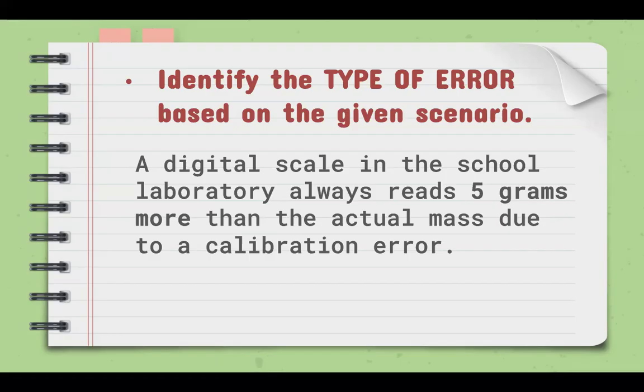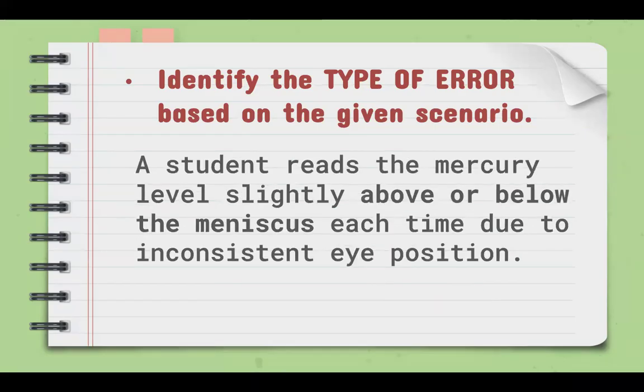So we have a digital scale in the laboratory which always reads 5 grams more than the actual mass. So this is a calibration error, and we can consider this as a systematic error. Next, a student reads the mercury level slightly above or below the meniscus each time due to inconsistent eye position. We can consider this as a random error, all right? Because it has something to do with how we use the laboratory apparatus.